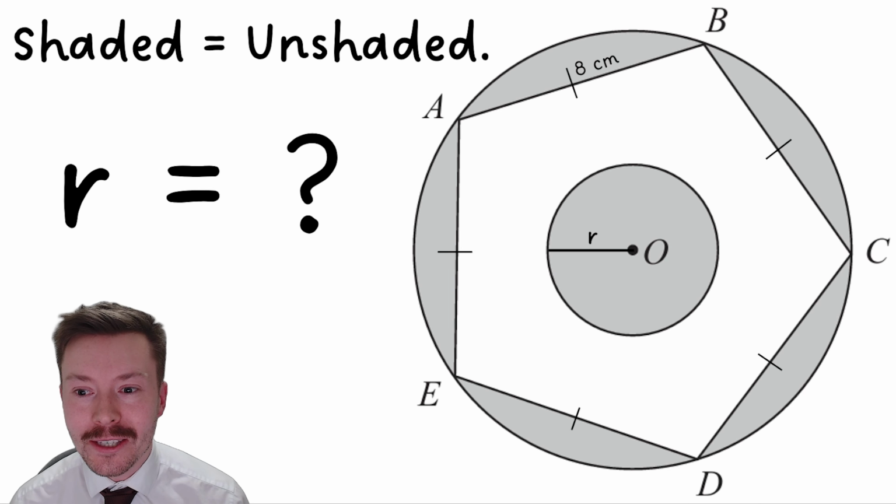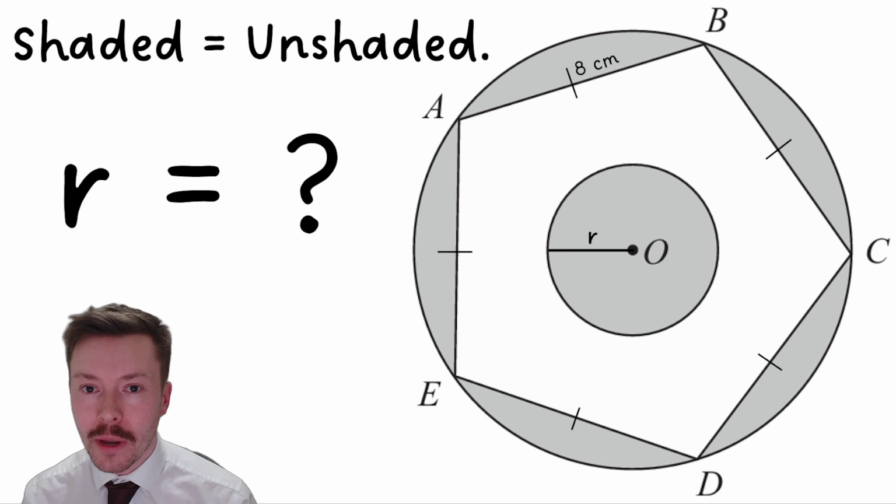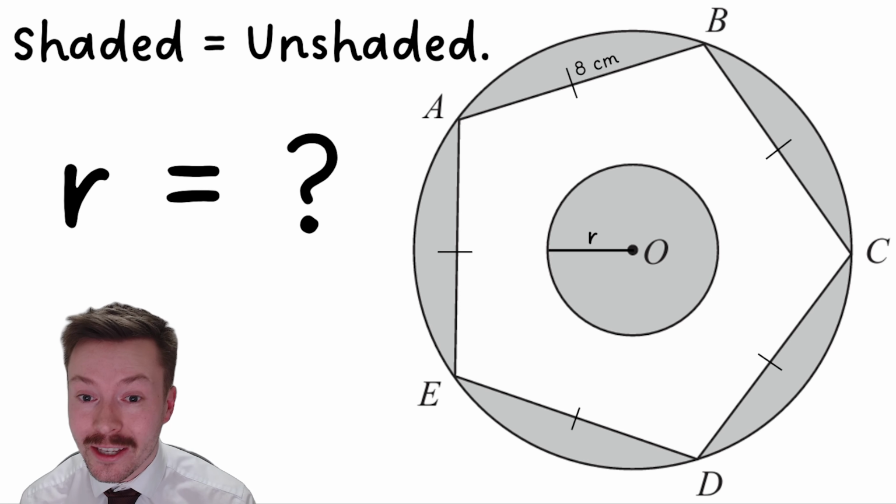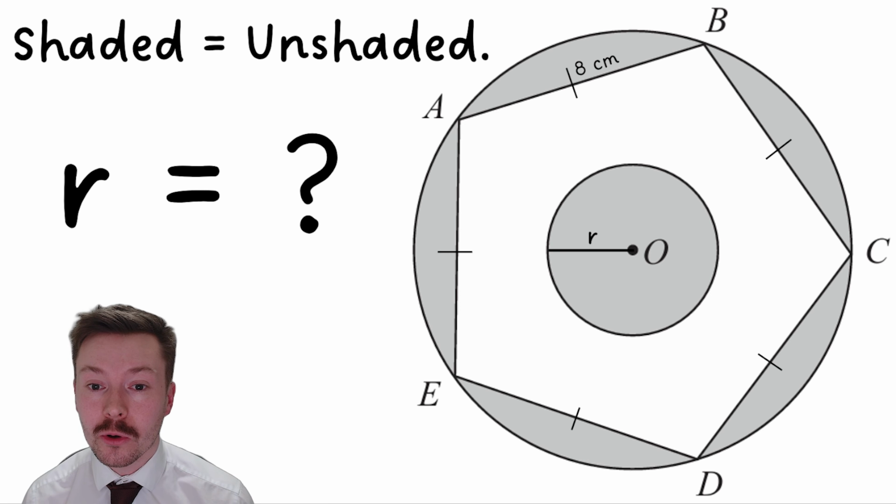This week's problem is about finding the radius of this smaller shaded circle. Now as you can see, we have got a pentagon inscribed inside a larger circle, and it's a regular pentagon. All the side lengths are 8 centimeters. The shaded areas that you can see are equal to the unshaded area. Can you find the radius of that smaller circle?